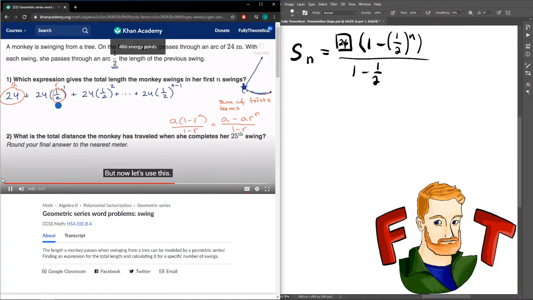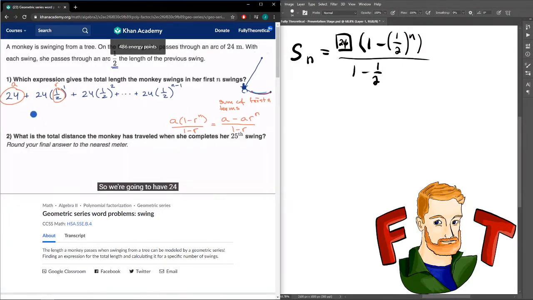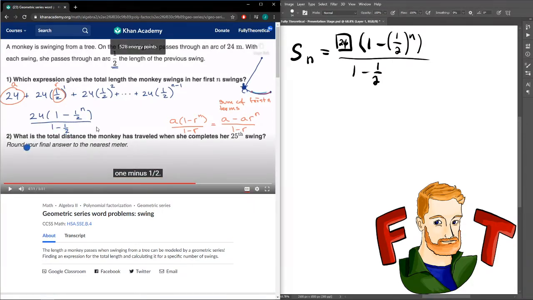But now let's use this. So this is going to be equal to, actually I'll use this second form right over here. So our first term, a, is 24. So we're going to have 24 times 1 minus our common ratio, which is 1/2, to the nth power. Well, we're talking about the first n swings, so I'm just going to leave an n right over there. All of that over 1 minus our common ratio, 1 minus 1/2. So this is actually wrong because this would be 1 to the n over 2. You need some parentheses here.